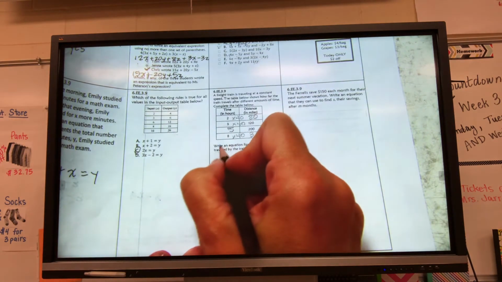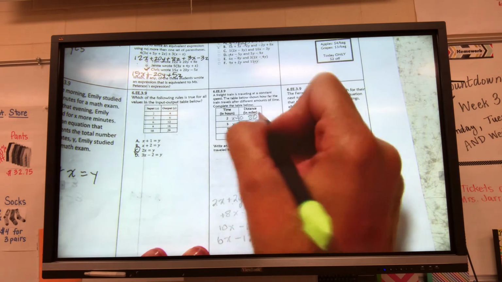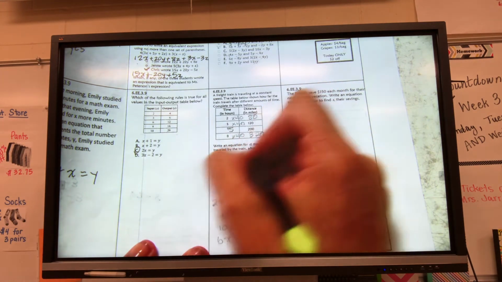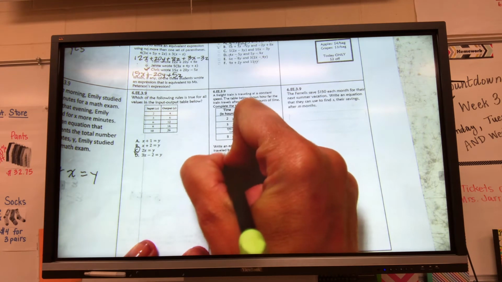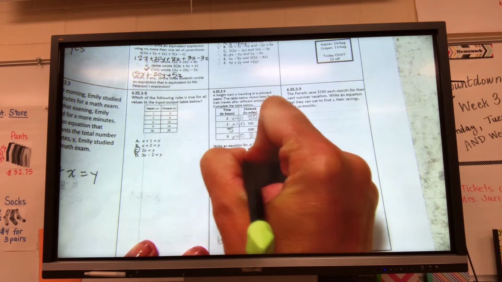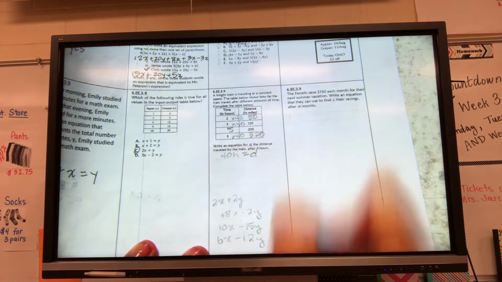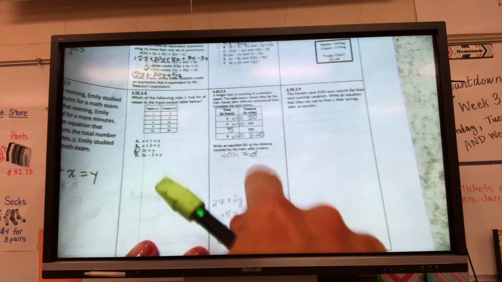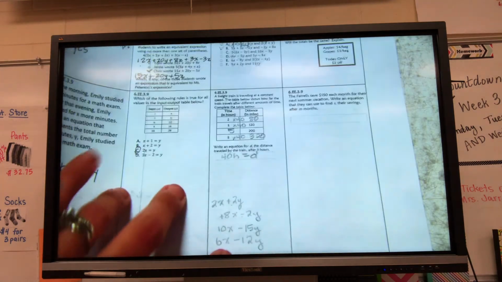In this instance, it says write an equation for D, the distance traveled after H hours. So we're going to say 40H equals D. Because if I use my rule, 40 times the number of hours gives me how far I can travel.